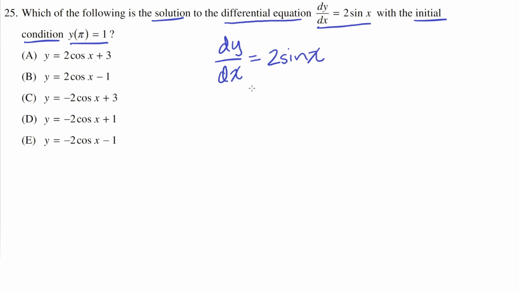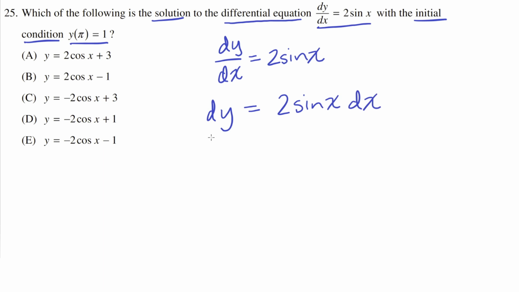So when we're solving a differential equation, the first thing we want to do is move all the variables of each type to one side. So we want all the y's on one side and all the x's on the other. So we're going to treat this dy/dx as a division of two differentials and multiply both sides by dx. So we'll be left with dy equals 2 sine x dx.